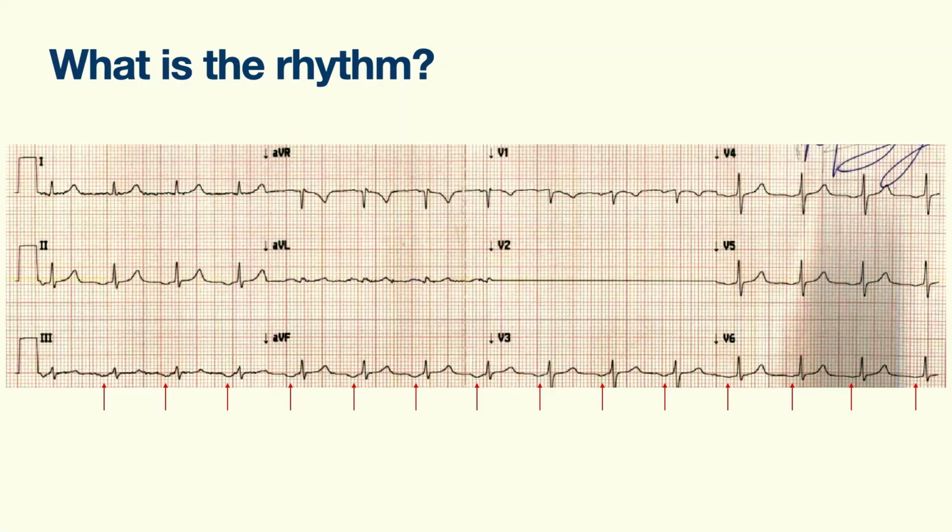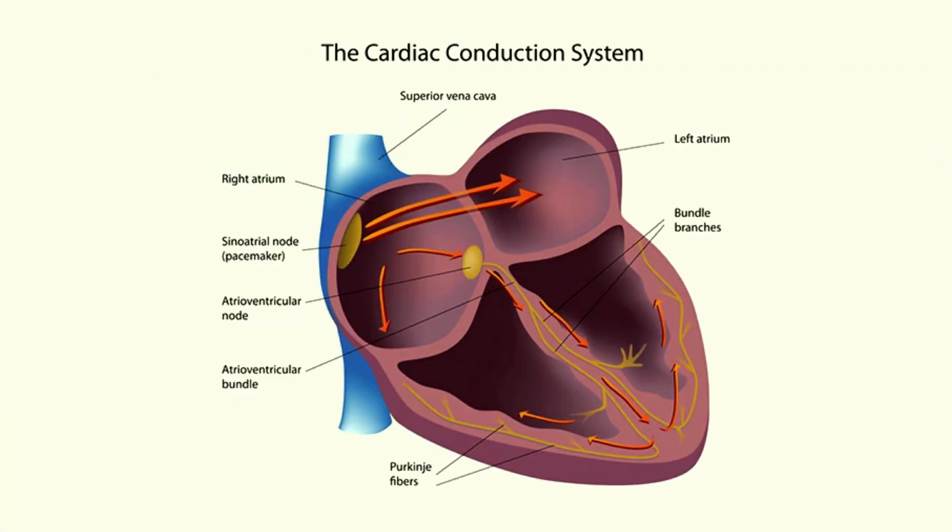What do we think? Is it sinus? People usually tell me sinus rhythm is when you have a P before every QRS and QRS after every P. Have you heard that before? What is sinus rhythm? Someone tell me what sinus rhythm really is. Not in EKG, but just in general. Beautiful, beautiful. Sinus rhythm is a rhythm which originates in the sinus node.